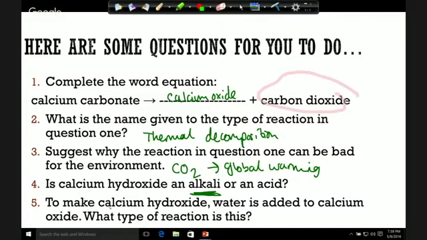And finally, to make calcium hydroxide, water is added to calcium oxide. What type of reaction is this? It is a hydration reaction. So very well done if you got those correct. If not, you might want to watch the video back a little bit later.